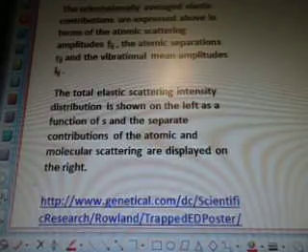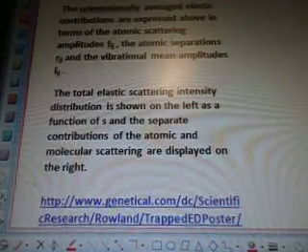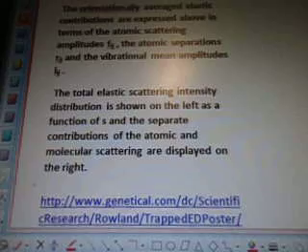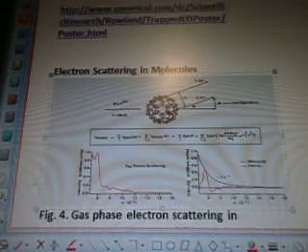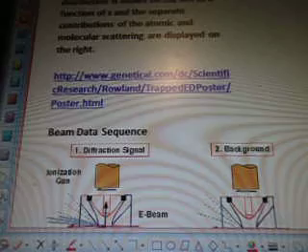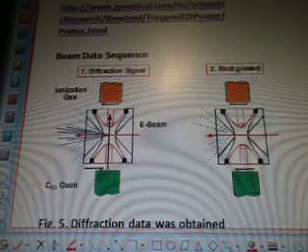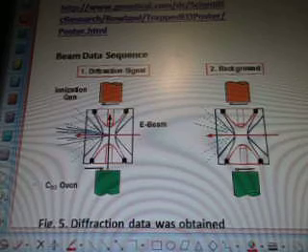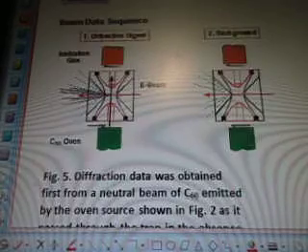The total elastic scattering intensity distribution is shown on the left as a function of s, and the separate contributions of the atomic and molecular scattering are displayed on the right. So it shows it on the left and then on the right there. And it's from www.genetical.com. So here's a beam data sequence: diffraction signal, ionization guns, E-beam, and a C60 oven. And then there's the background showing the pictures there.